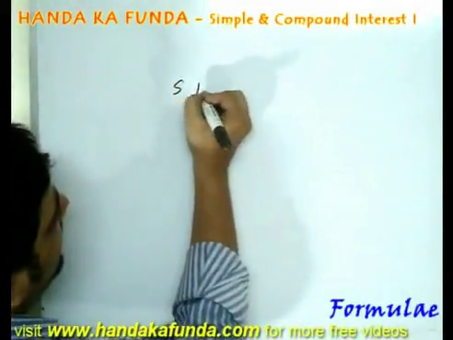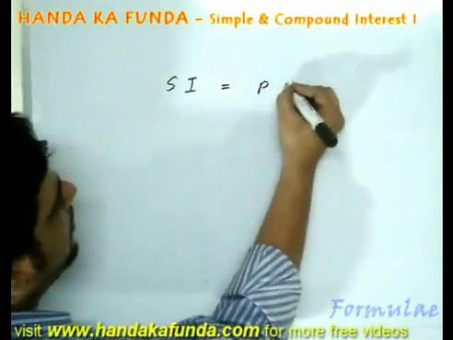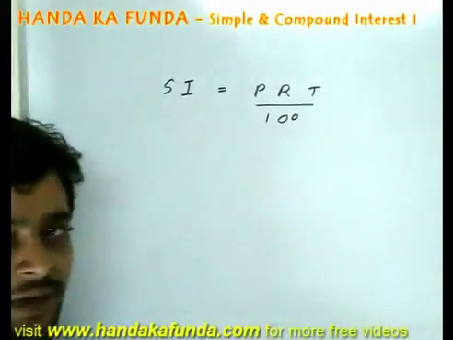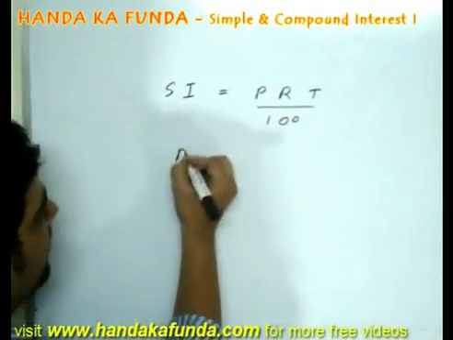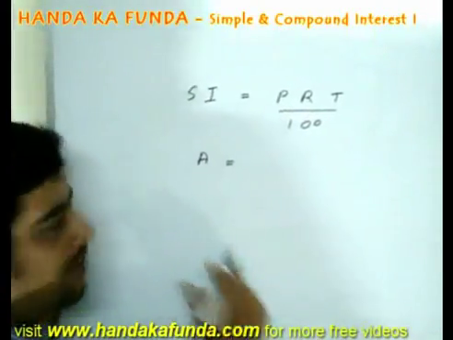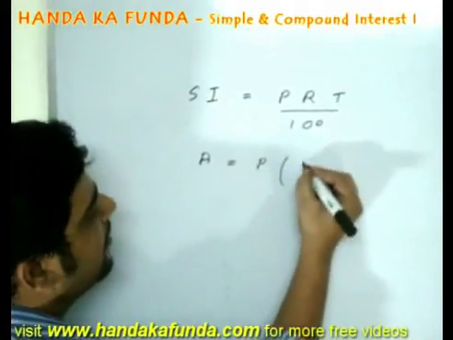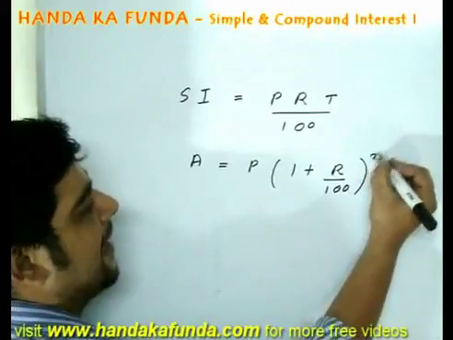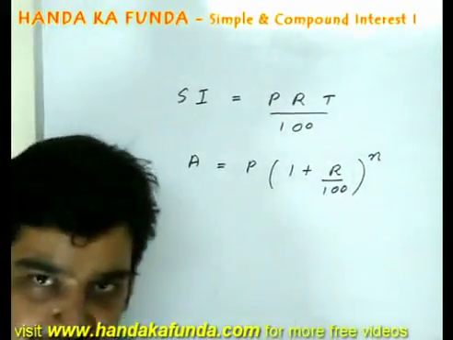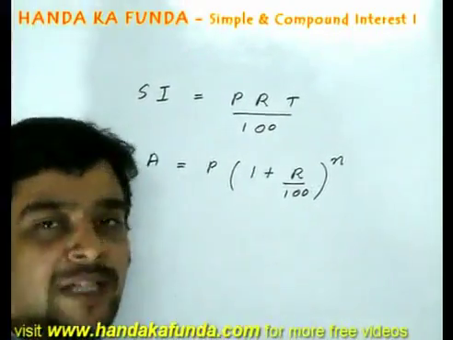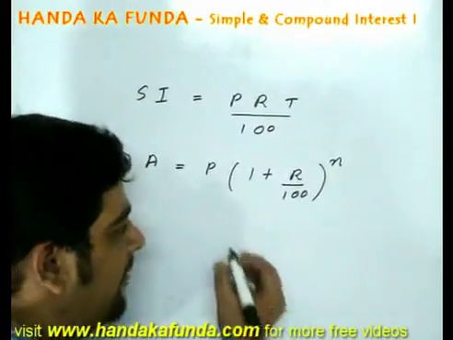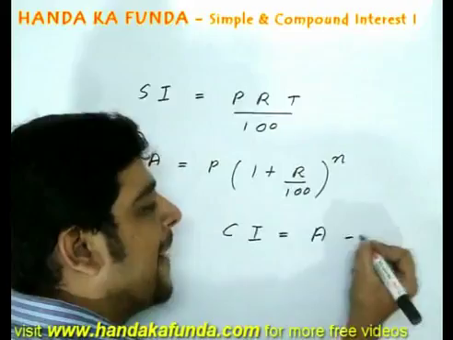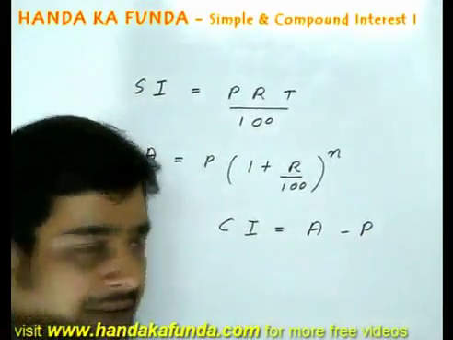In case of simple interest, it is given by principal into rate into time by 100. However, for compound interest, we first calculate the total amount, which is given by principal into 1 plus rate by 100 to the power n, where n is the number of years. This is the amount in case of compound interest. If I want to calculate the actual compound interest, it would be the amount minus the original principal.